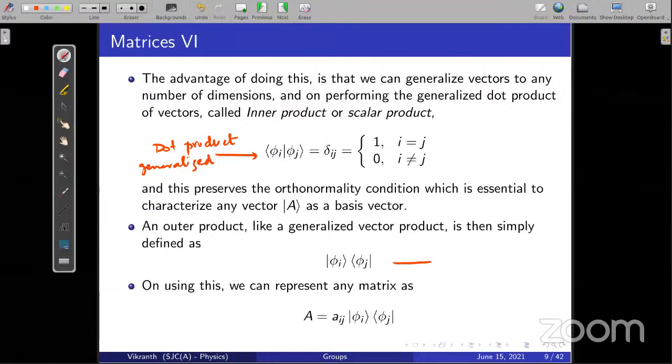And this is kind of the vector product or the cross product generalized. It's not exactly that, but it'll help you get an idea of what it is. This is called an outer product. The inner product gives you a number, and the outer product gives you something else. Not a vector, but something else. Right?